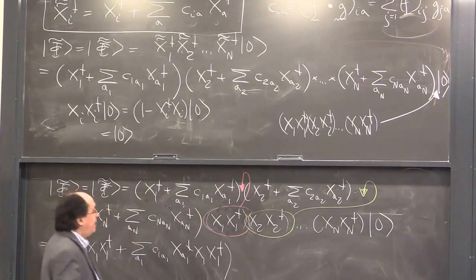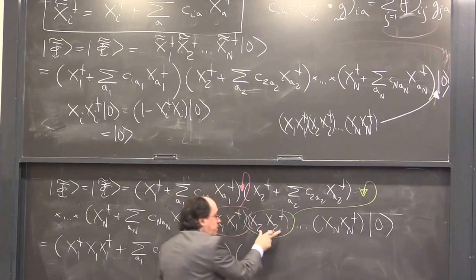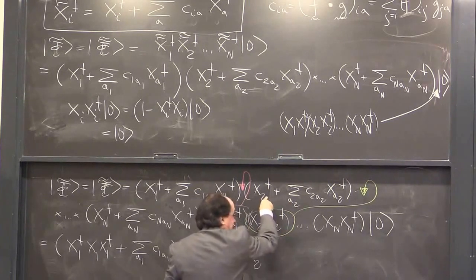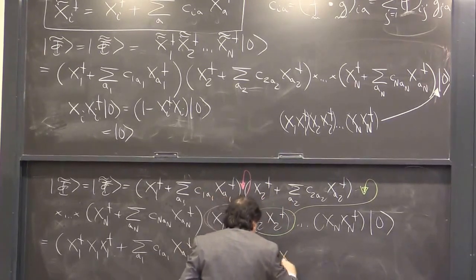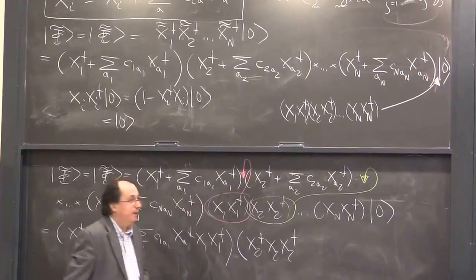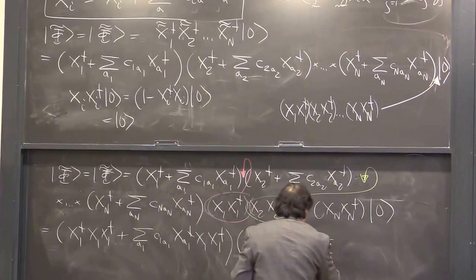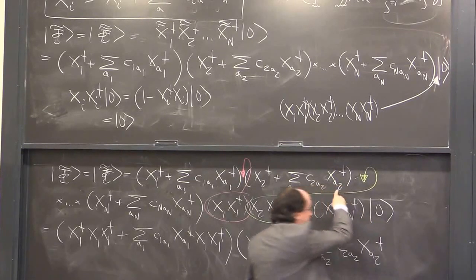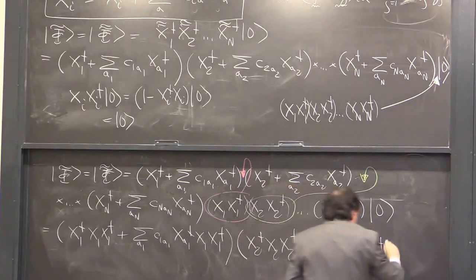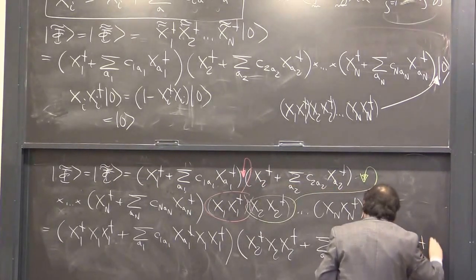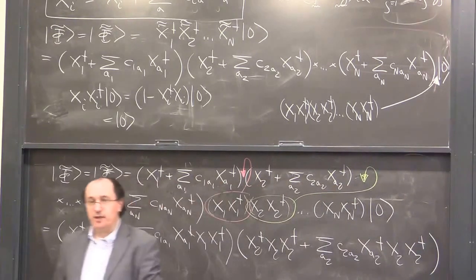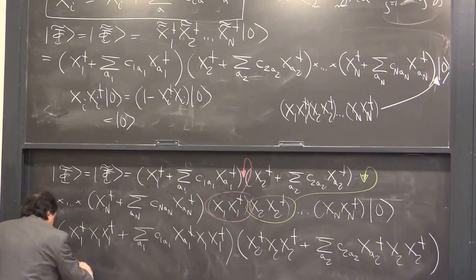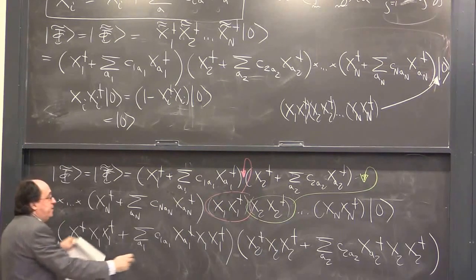Then the second term, when you move x2 dagger in front of it, it will be x2 dagger that you had, x2 dagger that you are inserting into it, plus a summation over a2, c2, a2, x a2 dagger that we had, times x2 dagger that I am now inserting. Okay? That's how the second bracket expression will look like. And then of course, you can write the third and the fourth and so on, as many as you have. The final one will be what you see here.